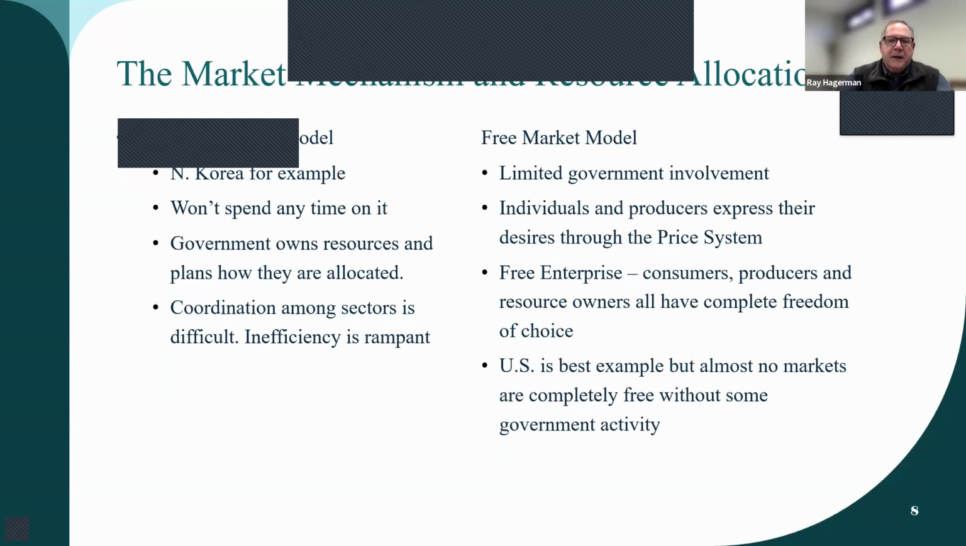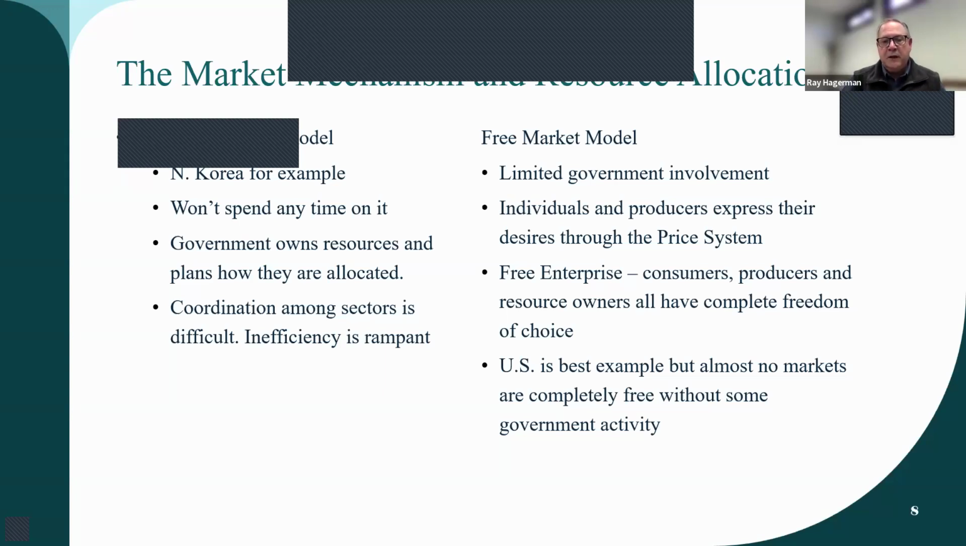Okay, so a centrally planned model, example might be North Korea. We're not going to spend any time at all on this, but basically the government owns the resources and they decide how they're allocated. Now, the problem with that, among other things, is the coordination among sectors is really, really difficult, and inefficiency is rampant. Why? Because there's no real mechanism to make sure that things hit an equilibrium between what's actually paid for and what's actually produced. So, again, we won't spend any time at all on that. The free market model, however, is going to be very important to us.